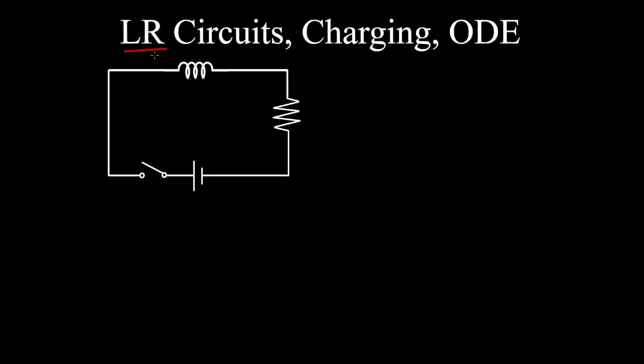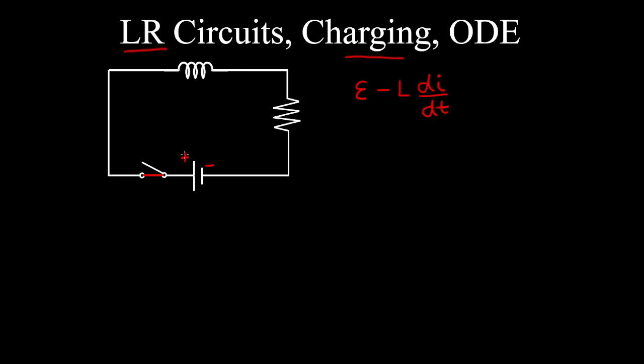LR circuits are circuits with a resistor and an inductor. We'll first consider the case where the inductor is charging. So when the switch is closed, and applying Kirchhoff's voltage law, we have the EMF provided by the battery minus the voltage drop across the inductor, which is the inductance times the rate of change of the current with respect to time, as we saw from Faraday's law.